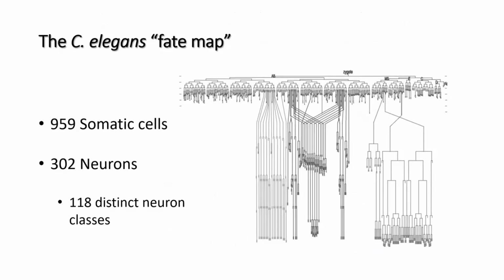Of the 959 somatic cells, 302 are neurons. I think there's 59 whatever they call those neural support cells. Of those 302 neurons, there's 118 morphologically distinct classes of neurons. And of all of our trillion cells, probably a couple hundred billion are in our brain. A worm has only 302.